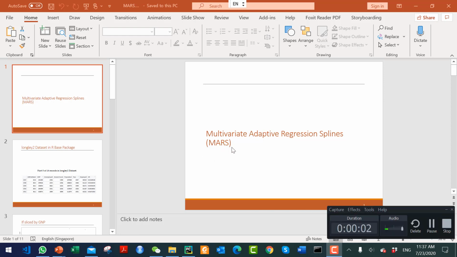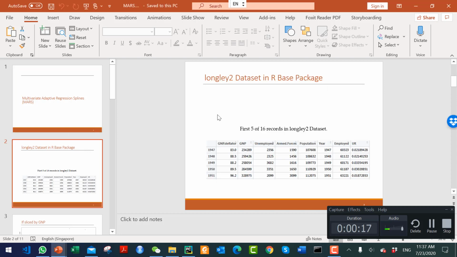So this lesson is on MARS. The keyword is adaptive. In regression, adaptive means that it depends on the data: I draw the line based on that particular range of data. So let's look at one example. The example is the economics data.